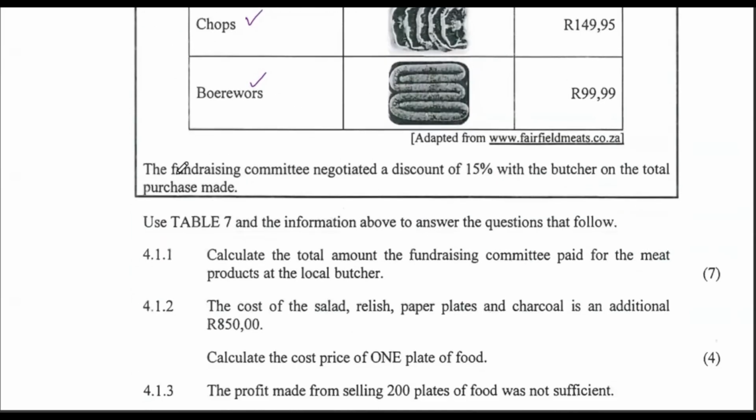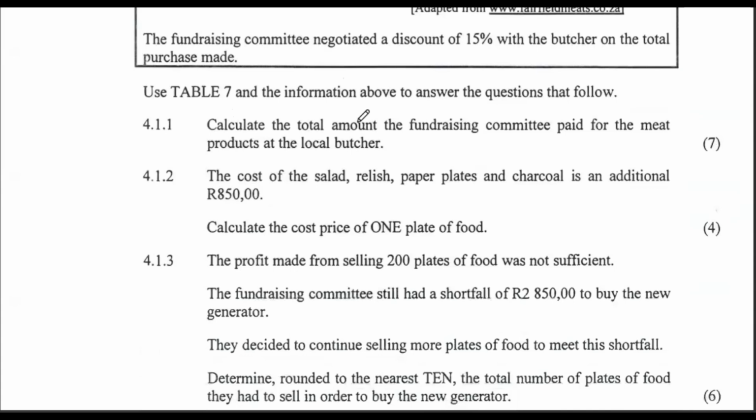The fundraising committee negotiated a discount of 15% with the butcher on the total purchase made. So calculate the total amount the fundraising committee paid for the meat products at the local butcher. So this has to come in your head because as they were paying, they had a discount of 15.